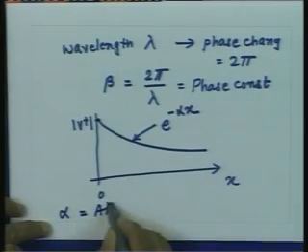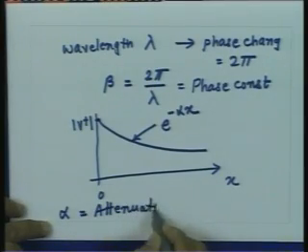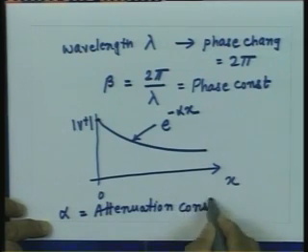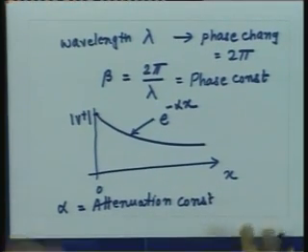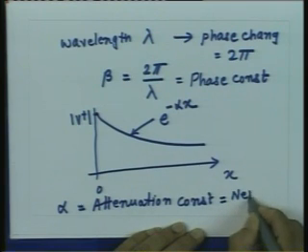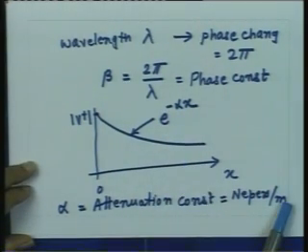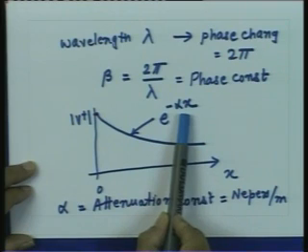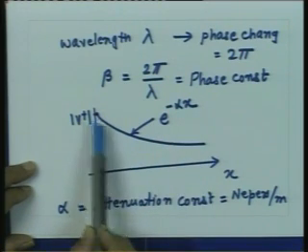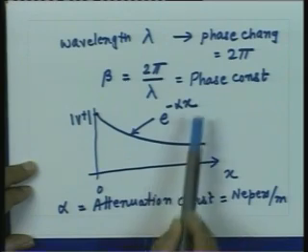Therefore, this quantity alpha is called the attenuation constant because it represents how the wave attenuates in amplitude as it travels along the structure. The attenuation constant has a special unit that is called the Nepers per meter. So, we can say that if alpha is equal to 1 Neper per meter, then the voltage amplitude will reduce from its initial value to 1 over e of that value over a distance of 1 meter.